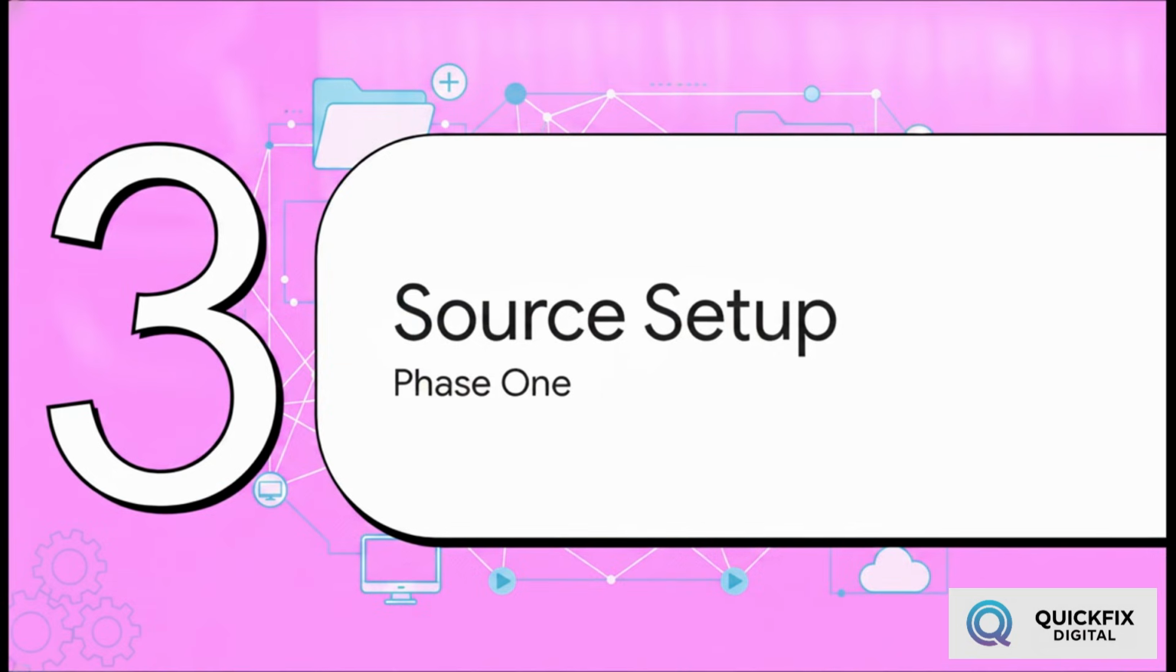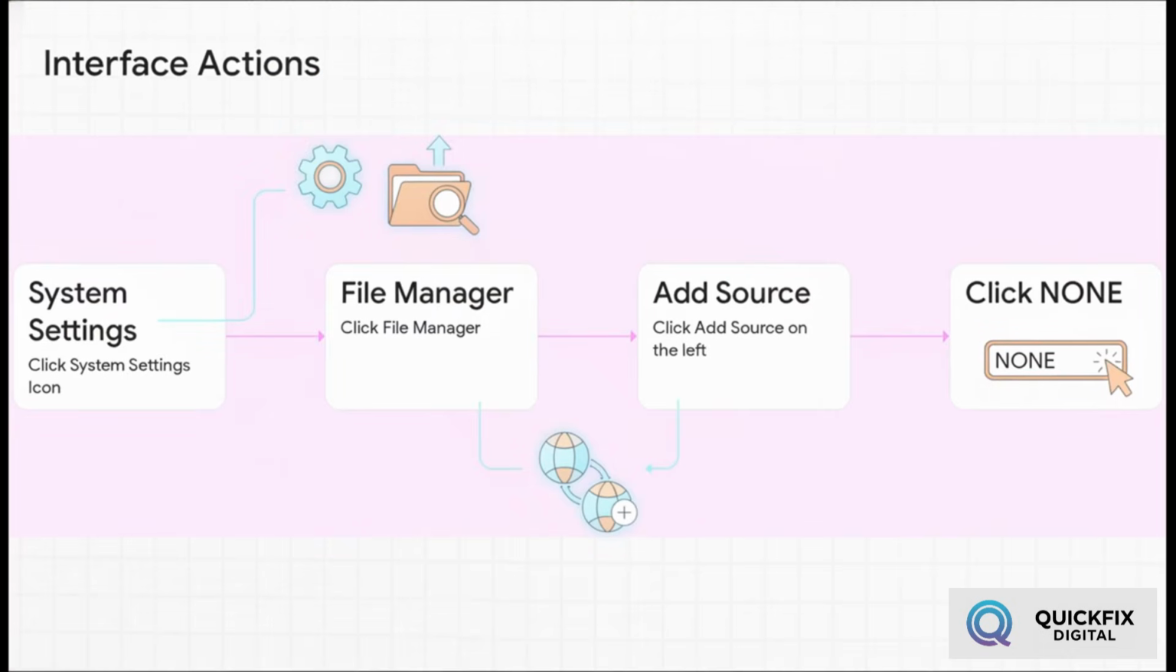Okay, on to Section 3. Let's jump into Phase 1 of our safe install, source setup. First up, we need to prep Kodi to receive an external link. It's super simple. You just click the System Settings icon up at the top left, select your file manager, hit Add Source over on the left side, and then finally just click right where it says None.